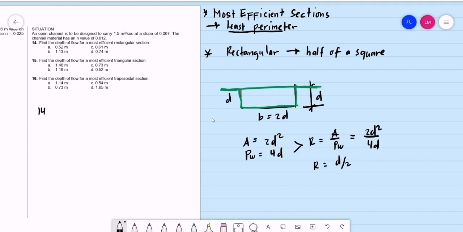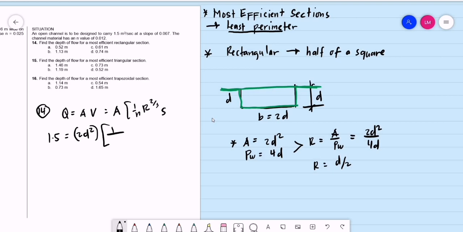Now, computing for the depth of flow for the most efficient rectangular section, for problem number 14, we have discharge equal to area times velocity. The discharge given is 1.5 cubic meters per second. Our area is 2D squared, multiplied by the velocity per Manning's, 1 over the roughness coefficient. This is the same as area multiplied by 1 over n, hydraulic radius raised to 2 over 3, hydraulic slope raised to 1/2. So 1 over the roughness coefficient is 0.012. Hydraulic radius is simply equal to D over 2.